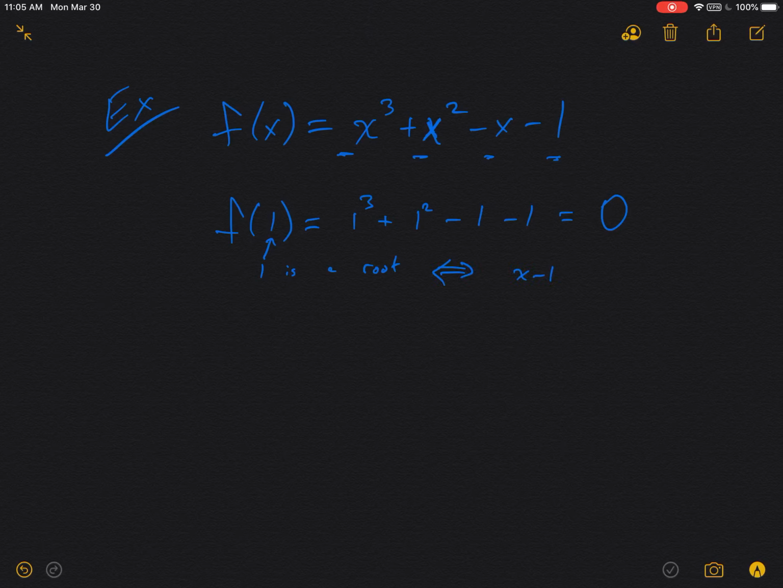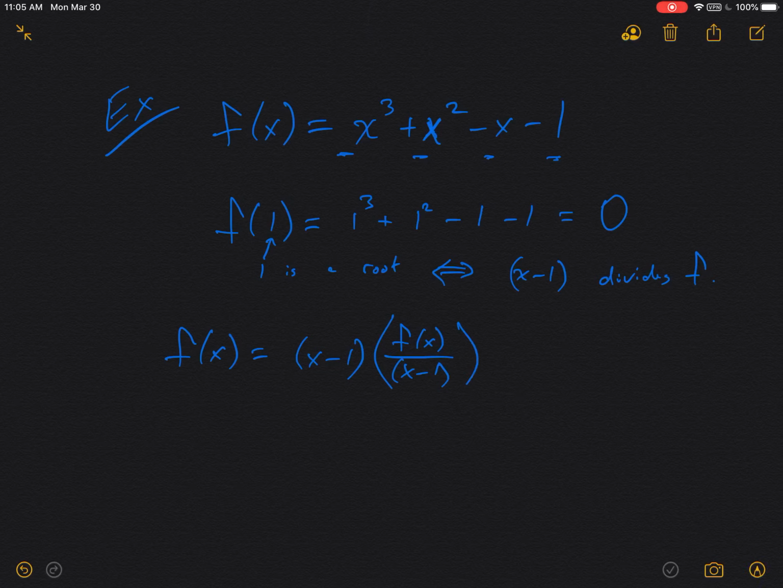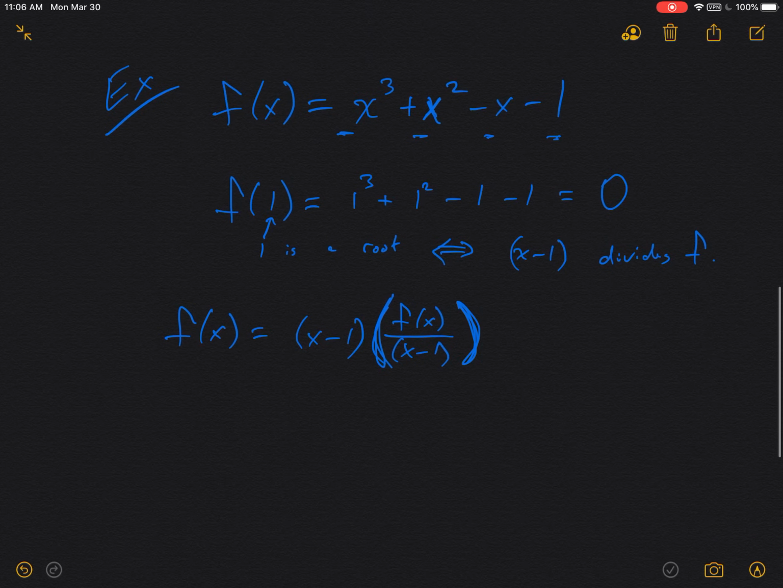And remember that 1 is a root if and only if x minus 1, in other words, the linear factor with that root, divides f. That's what we saw in the previous lesson. And what that means is that our function f of x can be written as x minus 1 times the original f of x divided by x minus 1. In other words, I can split this into 2 factors. One of them is the factor that we just extracted, and the remaining factor will be the original polynomial f divided by x minus 1.